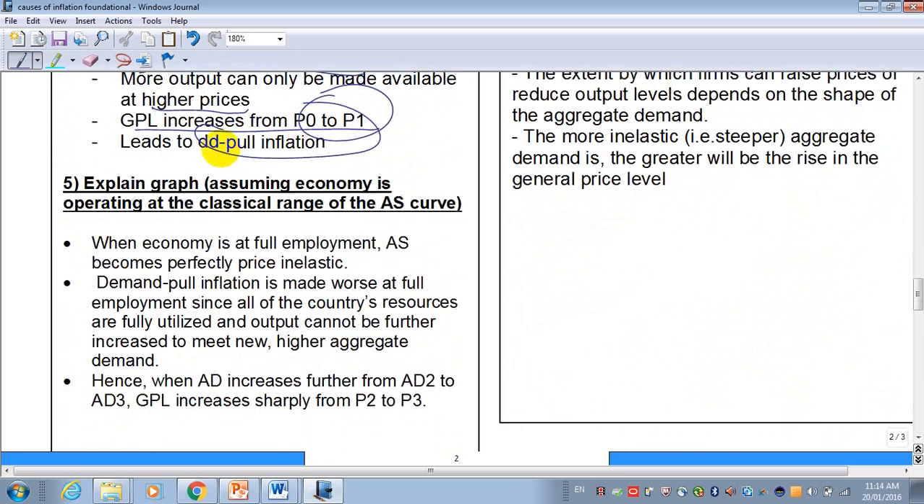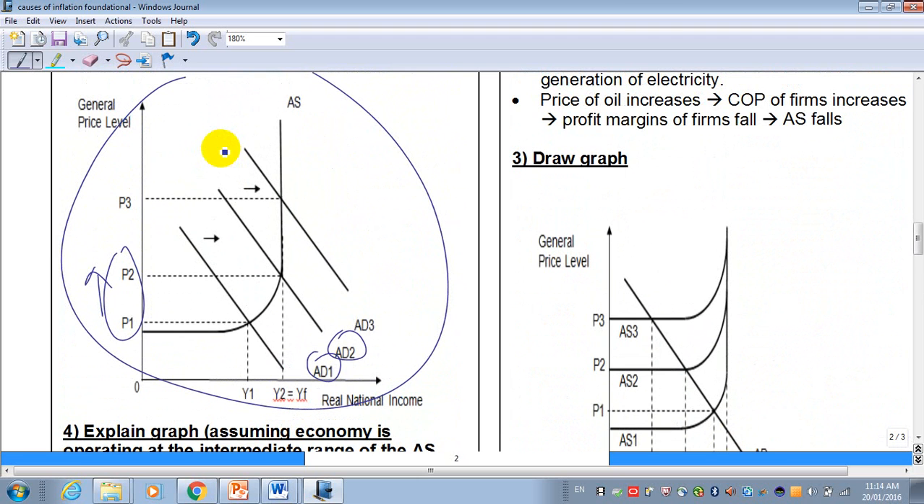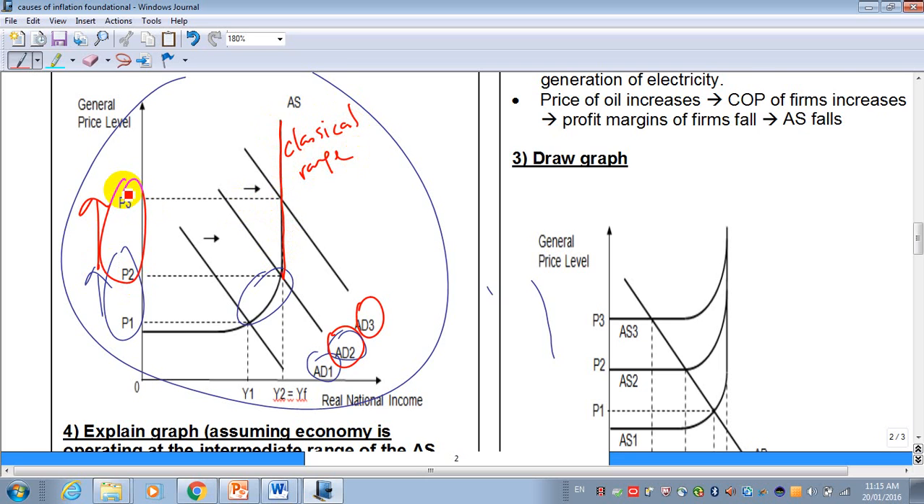Okay, now on the other hand, boys and girls, can you look at this graph? You can also refer to the lecture notes to look at this graph because it's the same graph. You will see that in the intermediate range, yes, the GPL increases, but when AD increases further from AD2 to AD3, you will see that the extent of the increase in GPL will be even greater because the AD is now increasing within the classical range of the AS curve. And you will see that because it's a vertical line, the extent of increase in the GPL is even greater.